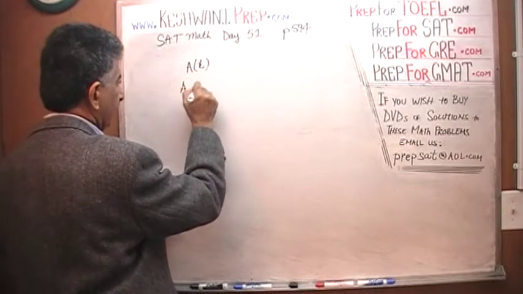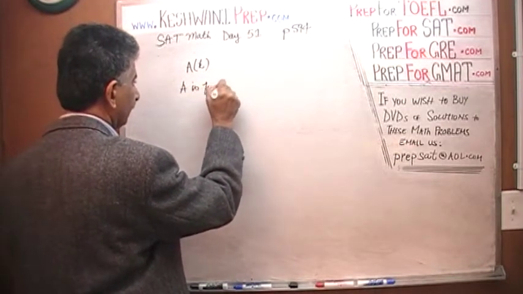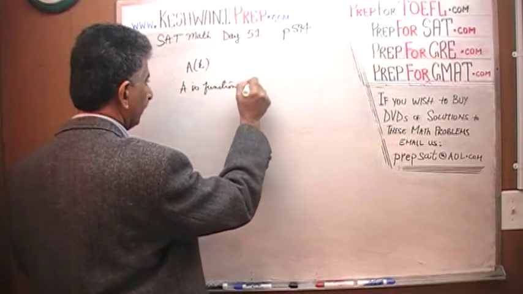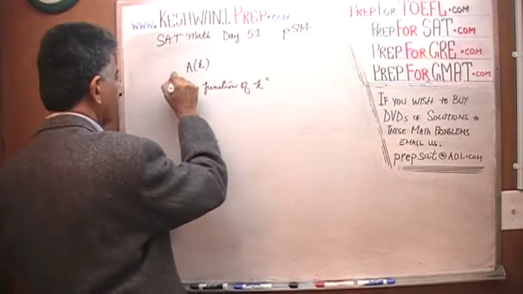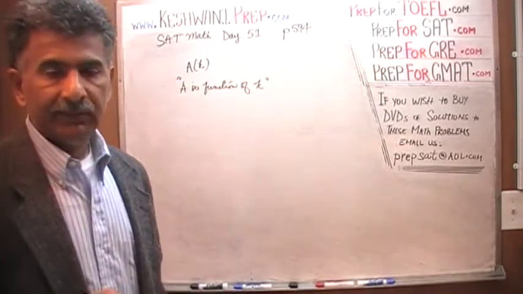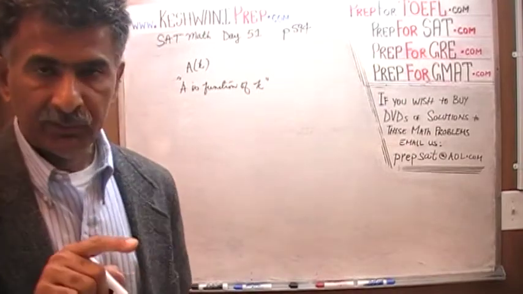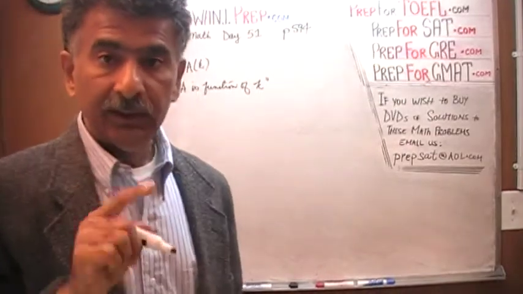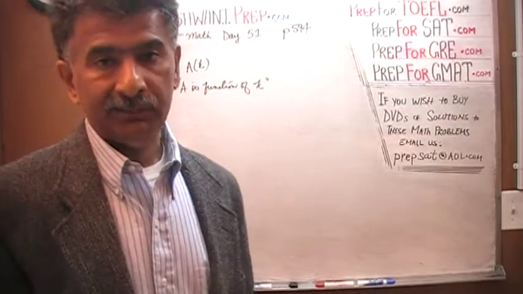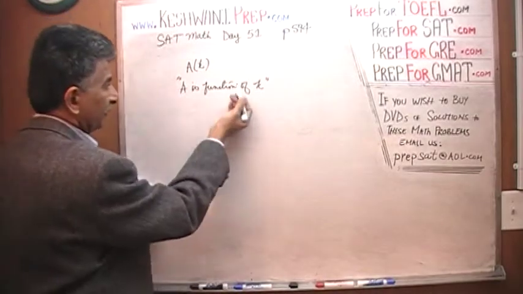The relationship is this: the amount of money that they raised depends on k. A is read as a function of k. And what does that mean? It simply means that the amount of money that is raised, in other words, A is what we're calling the amount of money, A depends on k. That's what it means. A is a function of k means A depends on k.